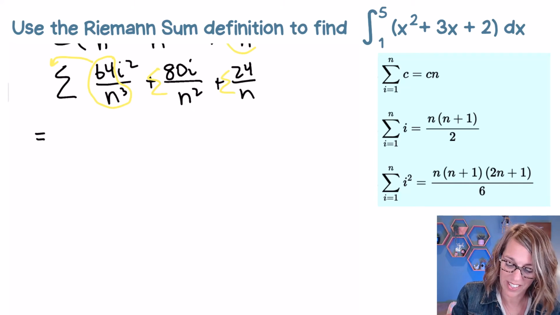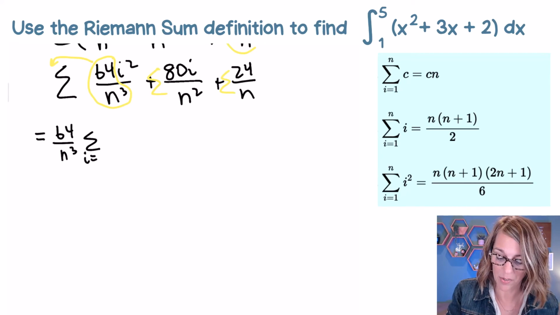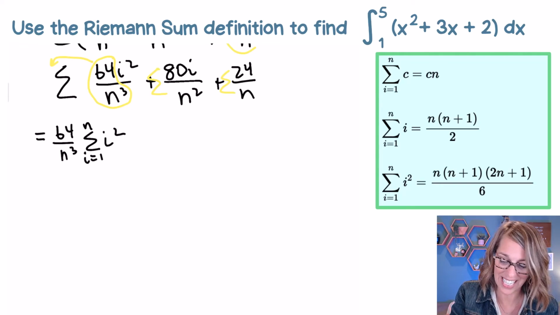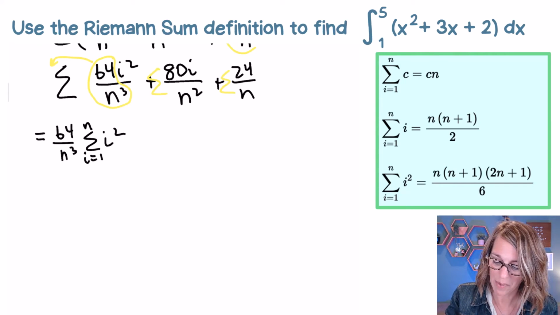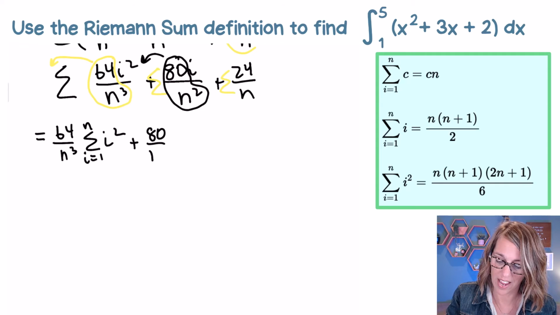So I end up with 64 over n cubed times the sum. I'm going to put in those indexes again. So this is i goes from 1 to n of i squared. Remember, that's one of my formulas. So this is exactly what I want. In the next summation, it's the 80 over n squared that can be factored out in front. So I get plus 80 over n squared, and then the sum i goes from 1 to n of i.